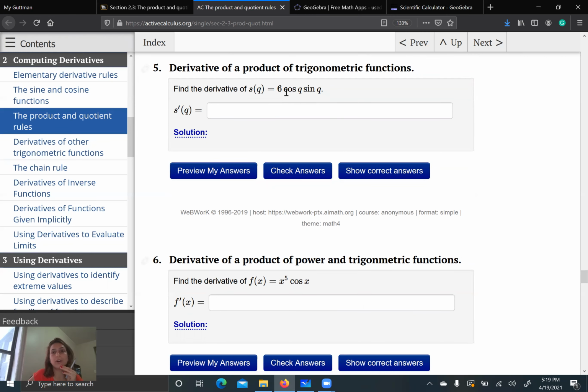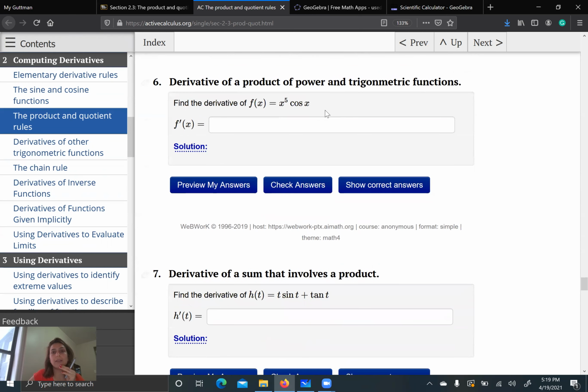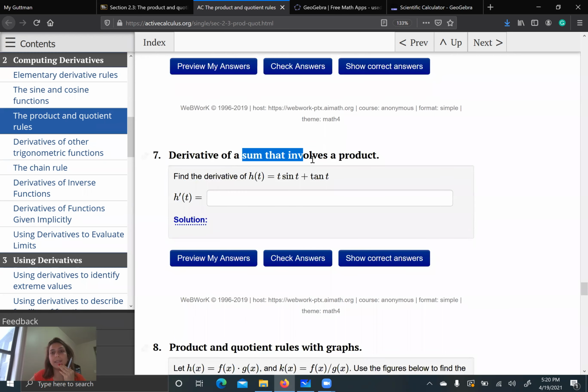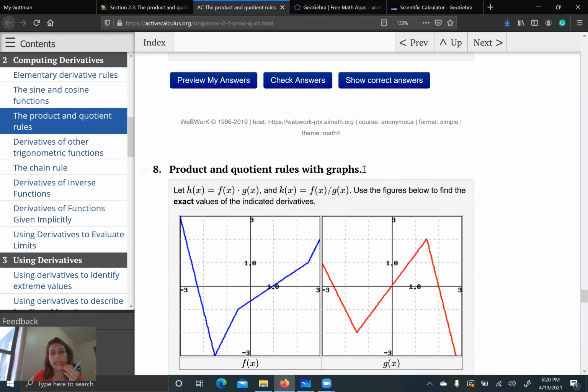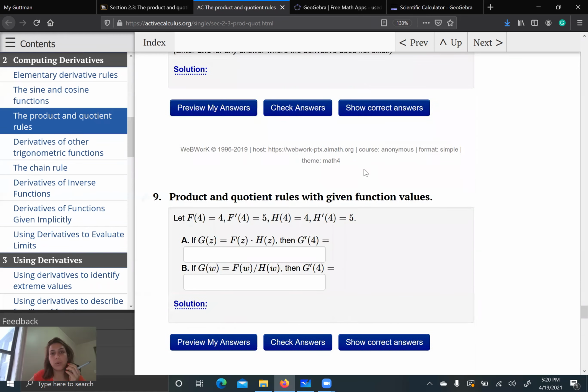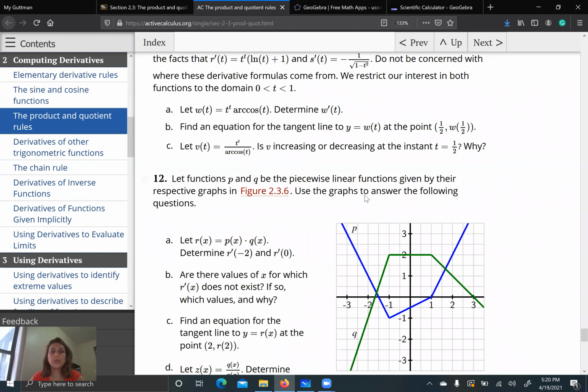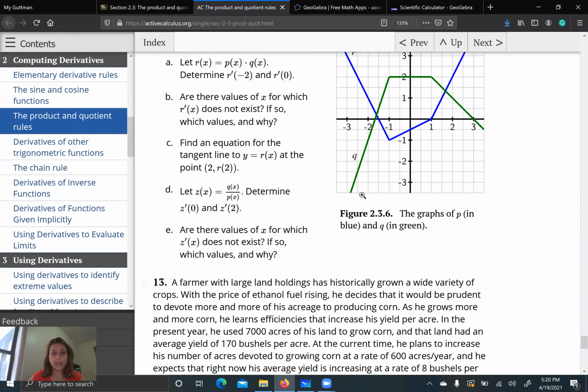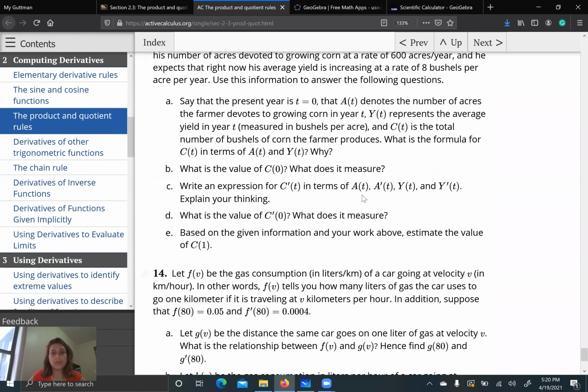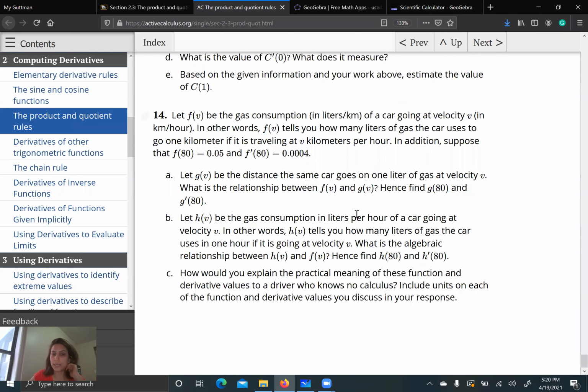Here you have a product of two trig functions. Here you have a product of a power function and a trig function. Here you have a sum of two trig functions, and more questions and examples. I strongly encourage you guys to do these exercises because they're going to be good practice for you to get a good grasp of this section, and also become ready to do the homework assignment of this section.